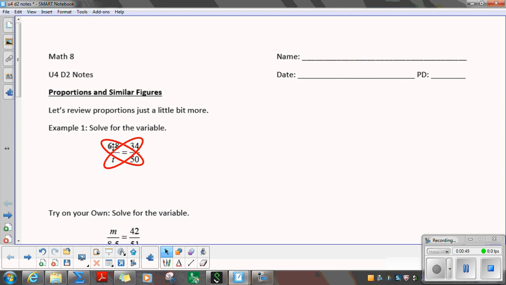So I'm doing 6.8 times 50 and t times 34. And remember, those two circles are equal to each other, so I set them equal and create an equation. Now I'm going to multiply. 6.8 times 50 is 340, and 34 times t is just 34t.